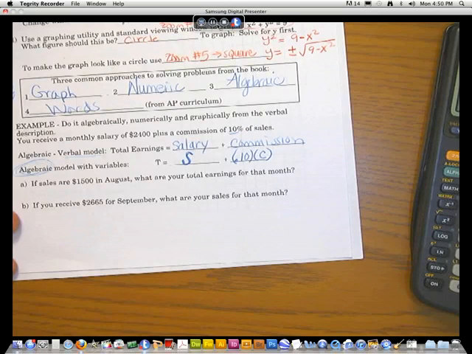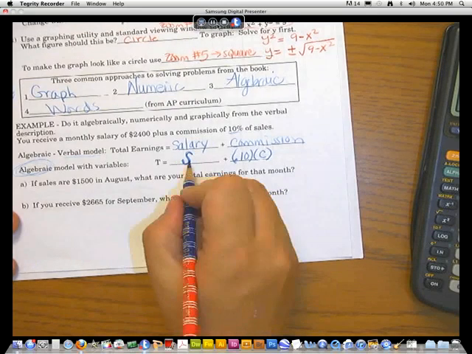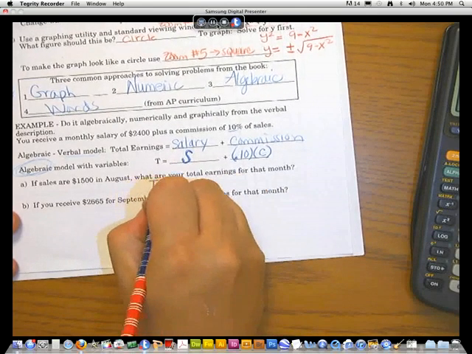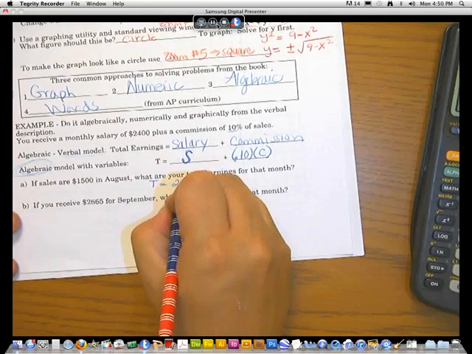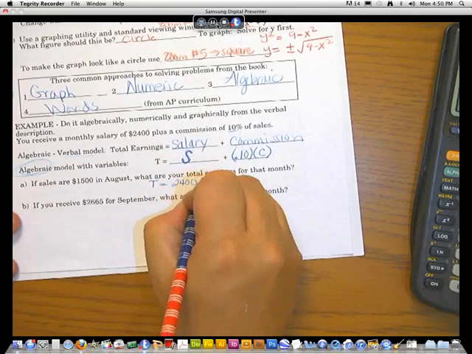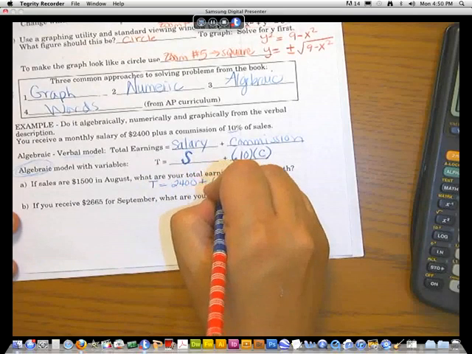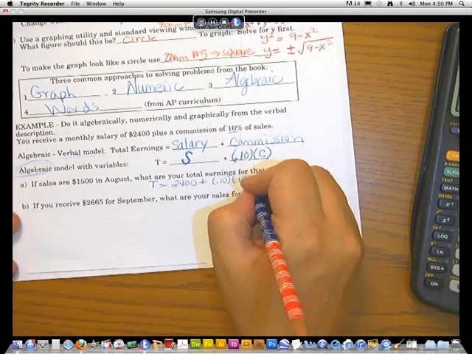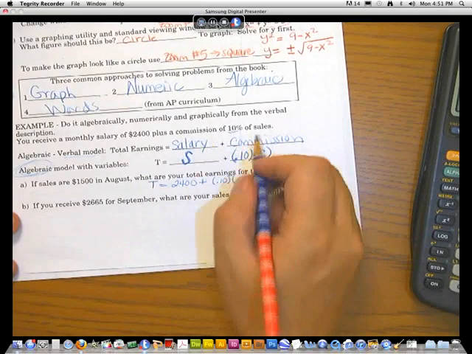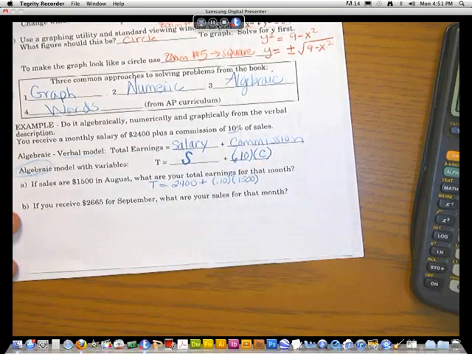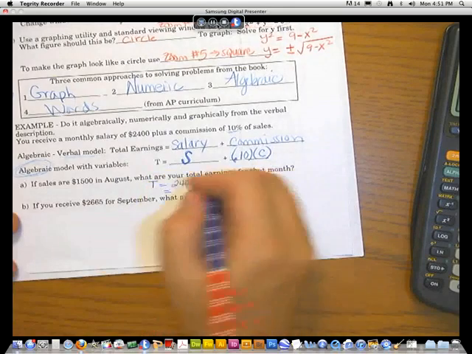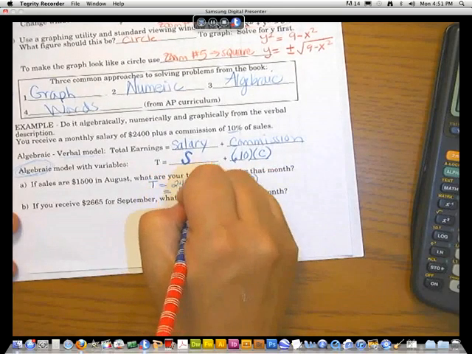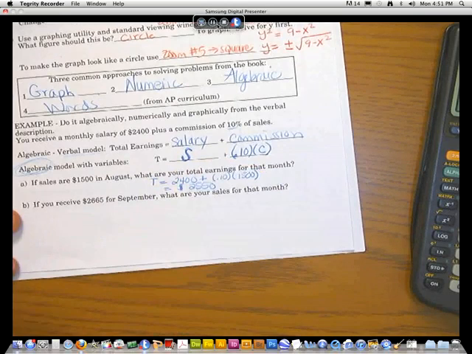Now we're going to actually do it. If sales are $1,500 in August, what are your total earnings for the month? Well, we know the total earnings are the salary plus 10% of the commission of sales. So commission is $1,500. So when we work it out with our calculator, we should have got $2,550.